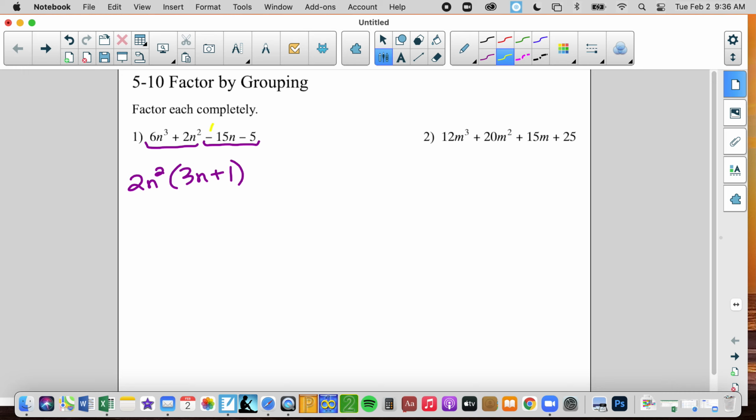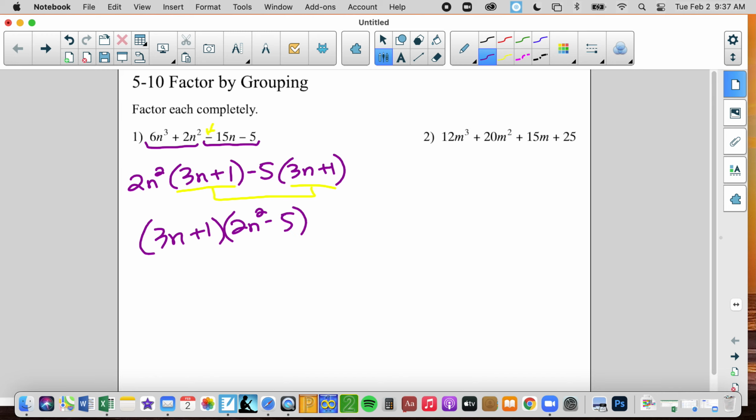Something we should be aware of in this second group is that my first term is negative. Since my first term is negative, I have to factor out a negative. So we have negative 15n and negative 5, and I can factor out a negative 5. If we divide that by negative 5, we get 3n plus 1. Did we do it correctly? We absolutely did because our parentheses are the same. So we're going to factor out that common factor, 3n plus 1, and that leaves us with 2n squared minus 5. Good. Let's look at this next problem.